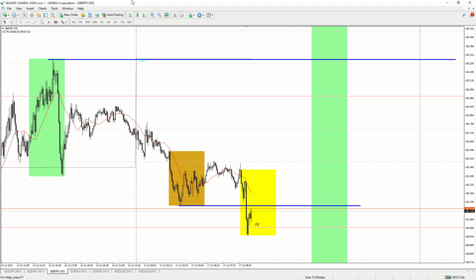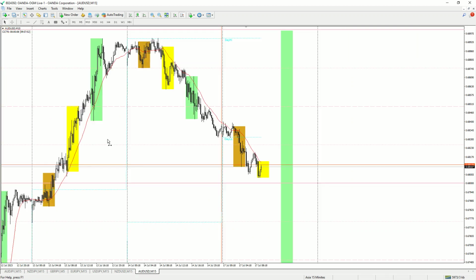I have additional monitors right here that I can open them on, but I will be showing you every step of the way. I need AUD/USD. Let me show you AUD/USD. I haven't showed you AUD/USD. Let me show you this one.